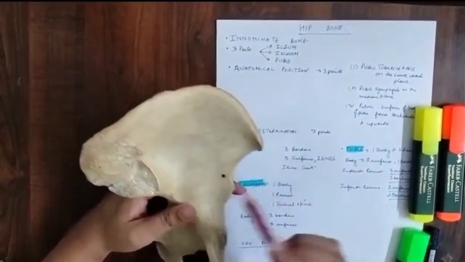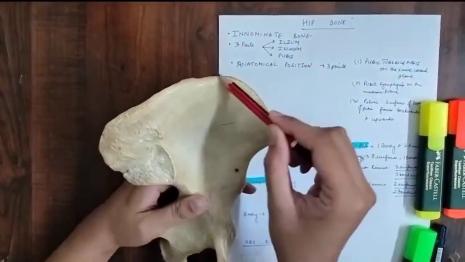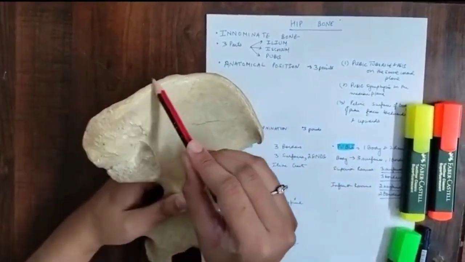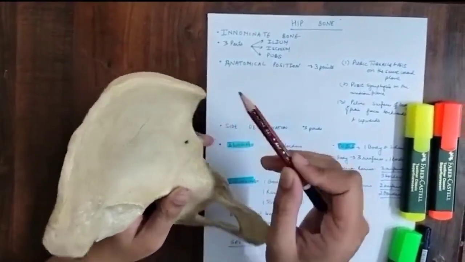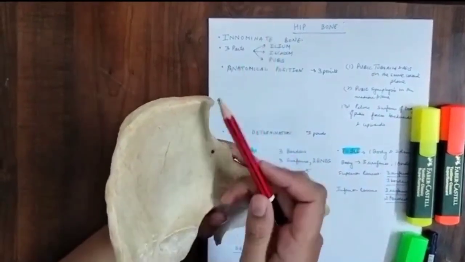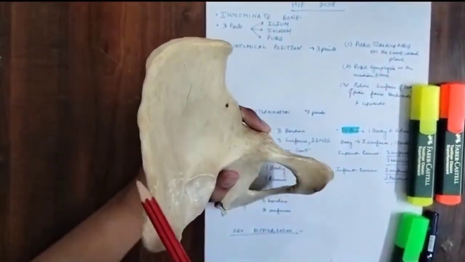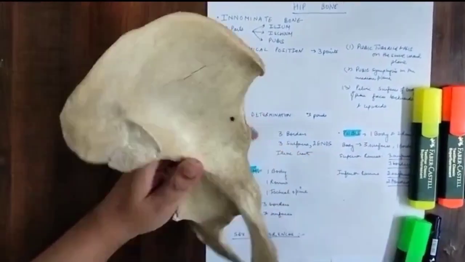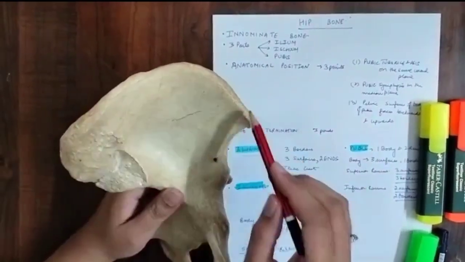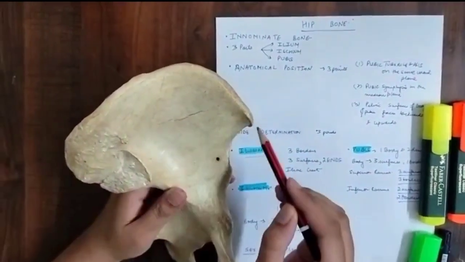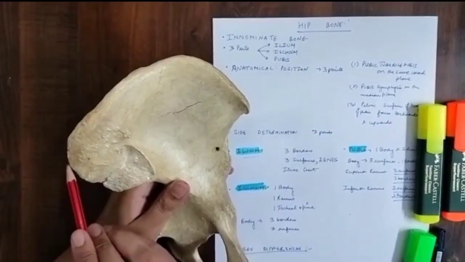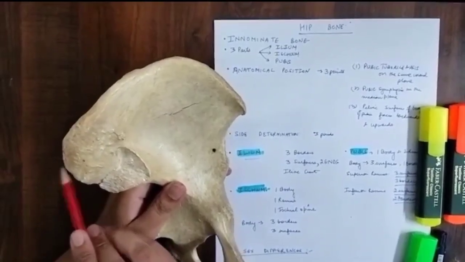Talking about the ends first, it has an upper end. You can see this is also known as iliac crest. So this iliac crest is convex upwards. Like if we see the bone in this view, in the front it is concave inwards and behind it is concave backwards. So the iliac crest ends in two spines. This spine is known as anterior superior iliac spine, and the other one is posterior superior iliac spine.